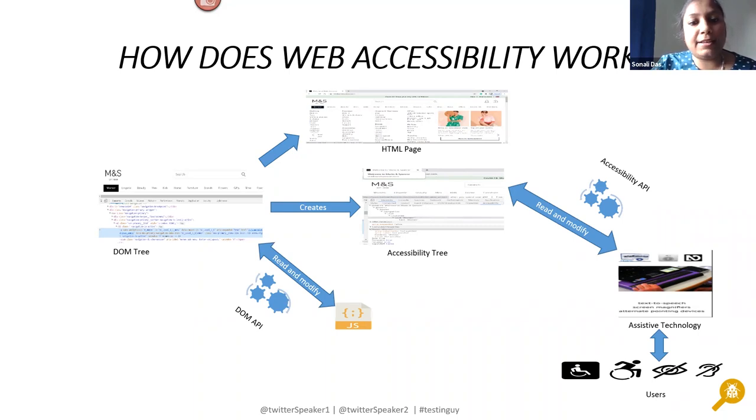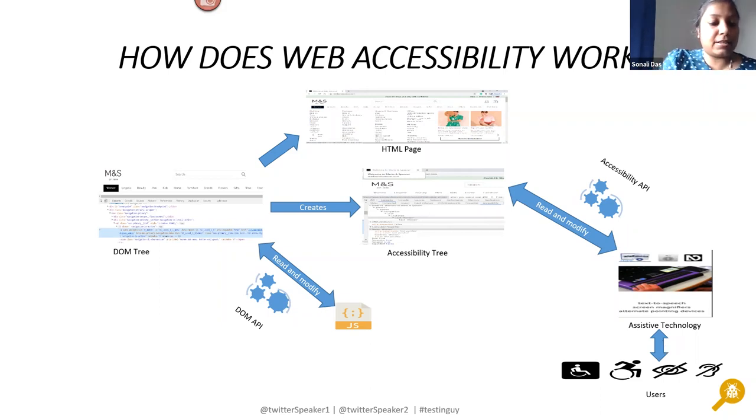And similarly, reading wise also, like I said, the DOM API converts into the accessibility tree, and the accessibility tree is read by the accessibility API, and the accessibility API will pass that info to the assistive technology like screen readers, text-to-speech, etc. And that will speak to the user. This is what it is.